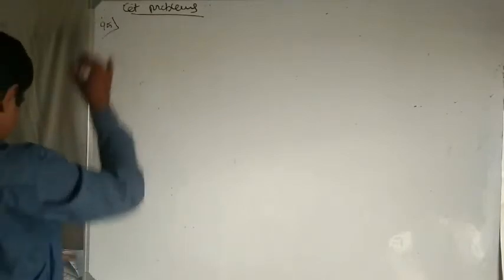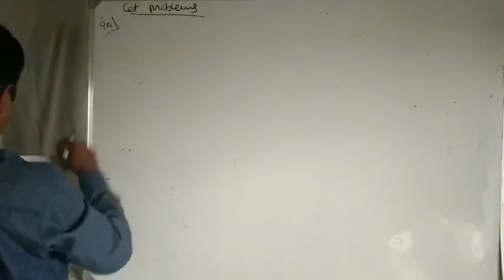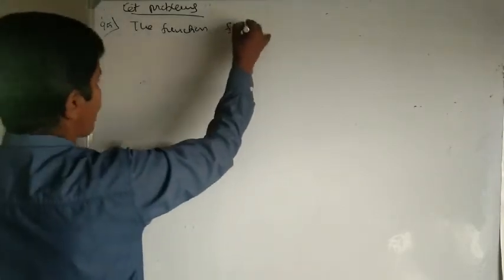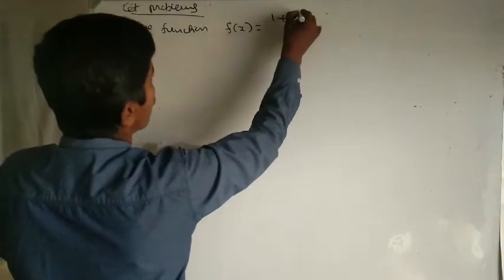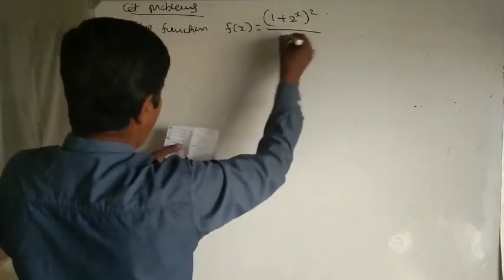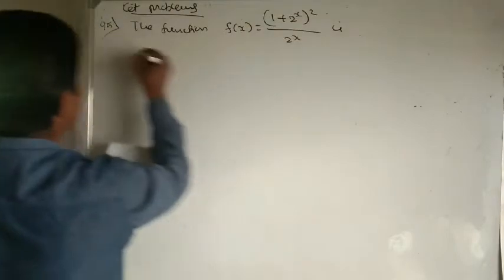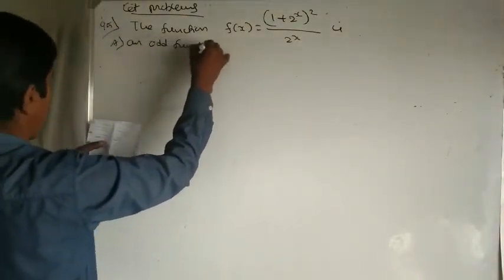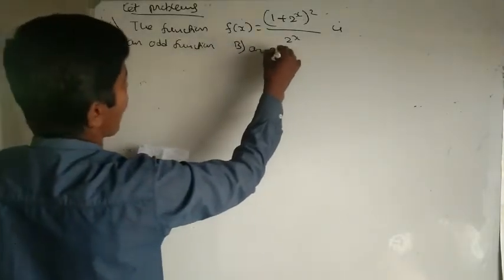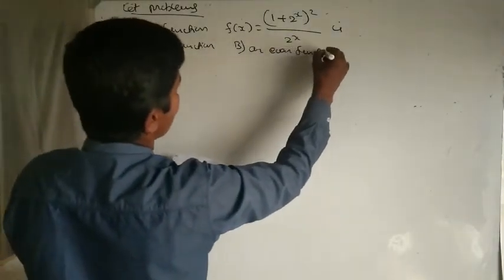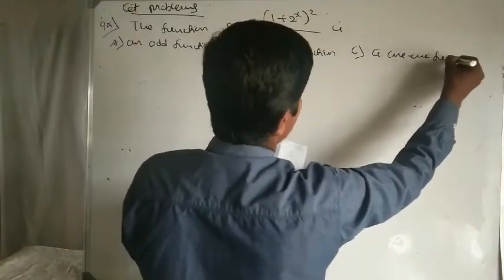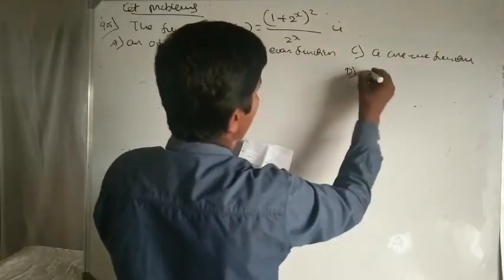Next, 95th problem. The function f of x, which is equal to (1 plus 2 power x) whole square divided by 2 power x, is: A option an odd function, B option an even function, C option a one function, D option none of this.